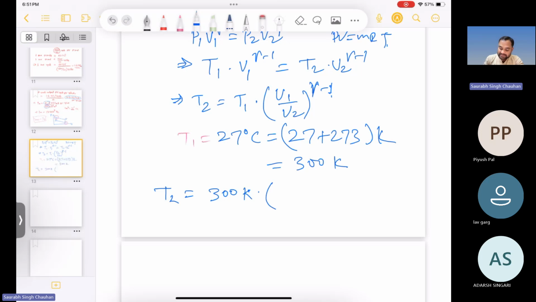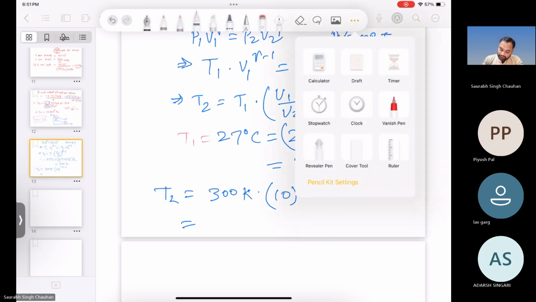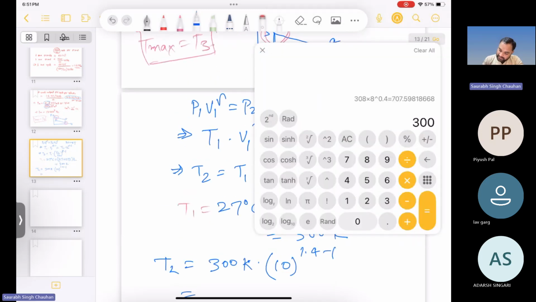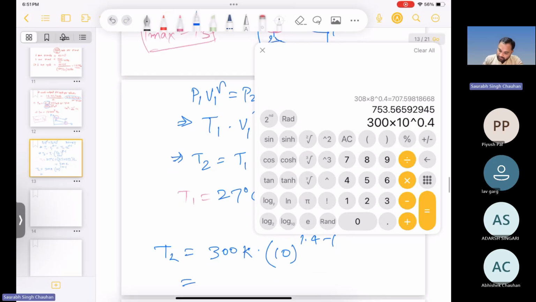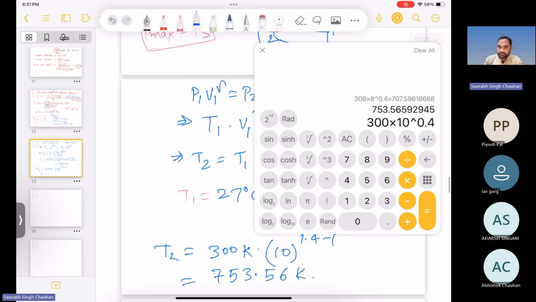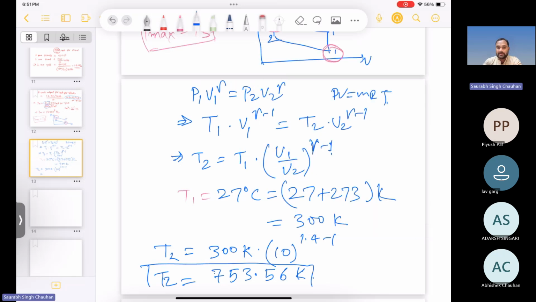What is V1 by V2? This is the compression ratio, right? The compression ratio is given. It is 10 to the power gamma minus 1, so 1.4 minus 1. So you have to calculate this value: 300 times 10 to the power 0.4. This comes out to be 753.56 Kelvin. Okay, T2. So now we have T2, and from T2 we can find T3, right?